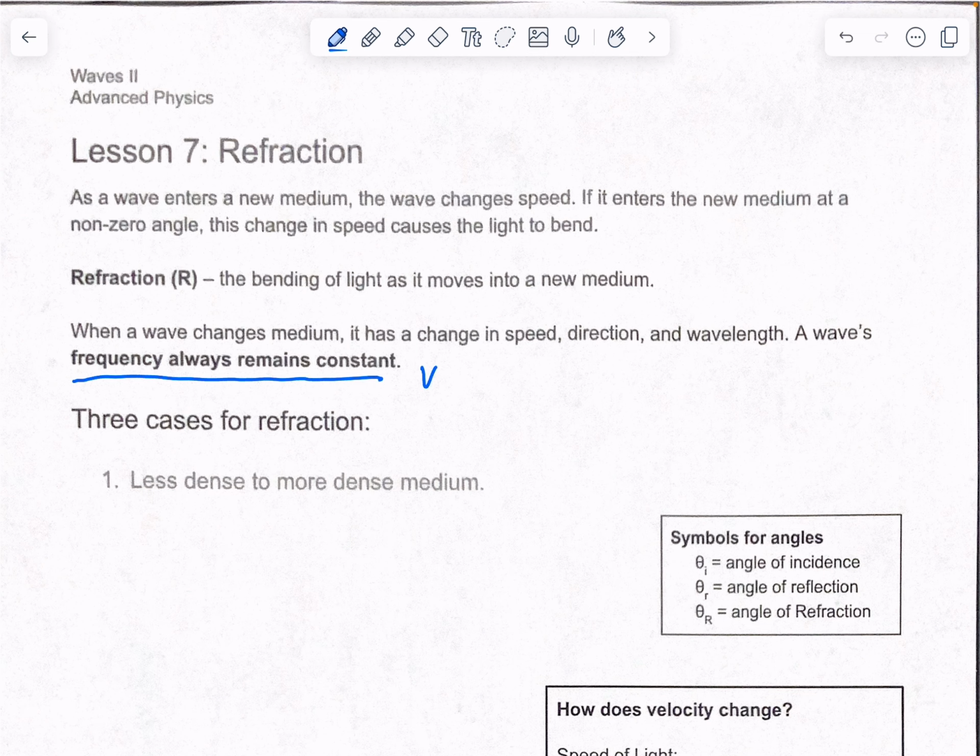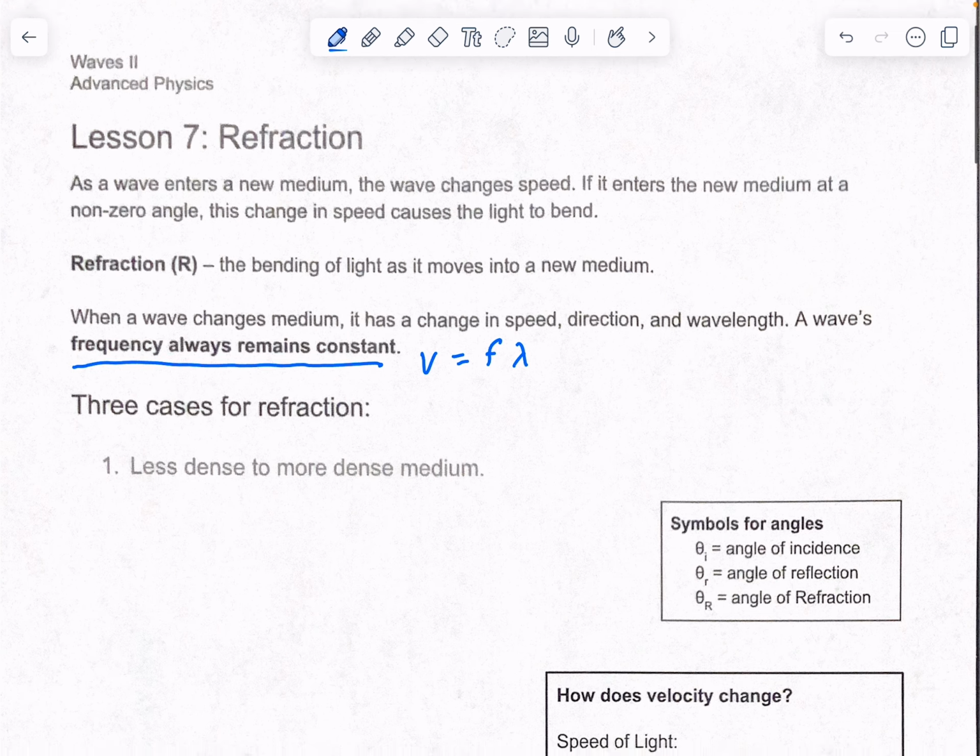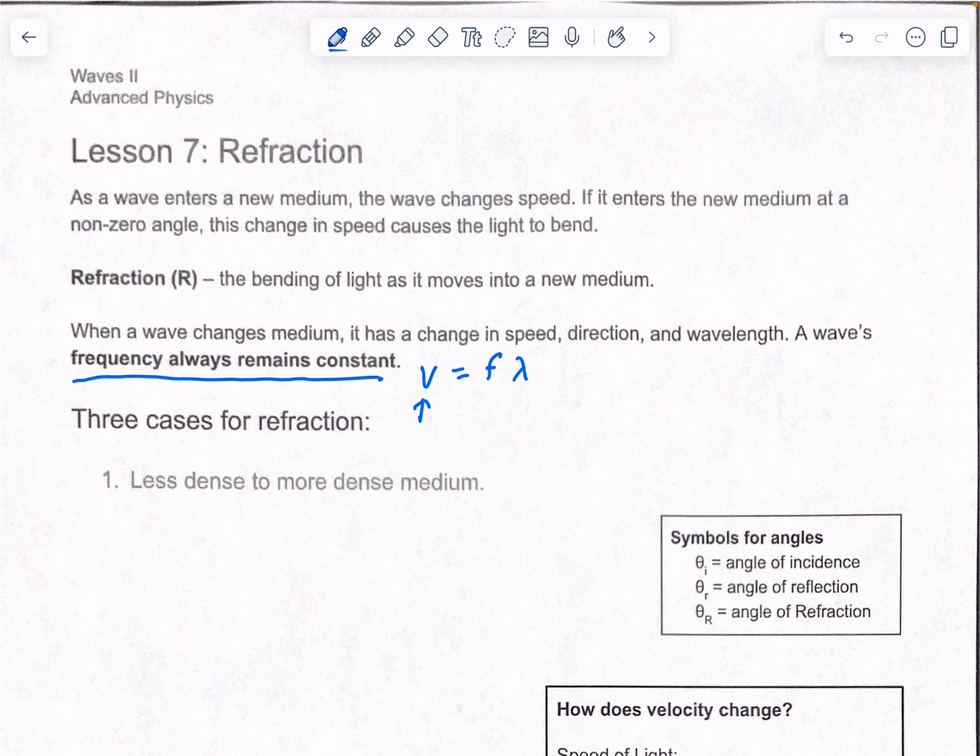So we look at our equation, v equals frequency times wavelength. Okay, so the question is, well, normally we said if wavelength goes up, frequency would have to go down. Well, that's if it stays in the same medium. If it stays in the same medium, that means this velocity right here isn't changing at all. So if wavelength has to go up, frequency has to go down.